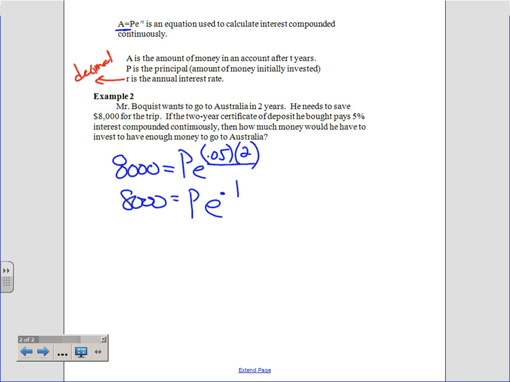Now, a lot of you are going to say, oh, let's use a natural log to cancel out that e. Well, we don't have to do that because we want to get P by itself. So what we can do is let the calculator do this for us. In this particular problem, we can simply divide by e to the 0.1. Cancels right there. And so we're going to take 8,000 and divide by e to the 0.1.